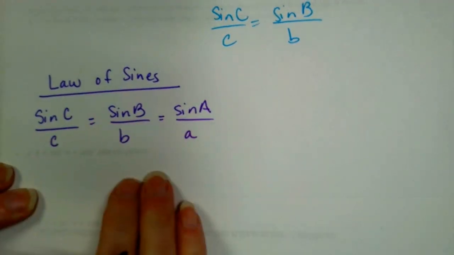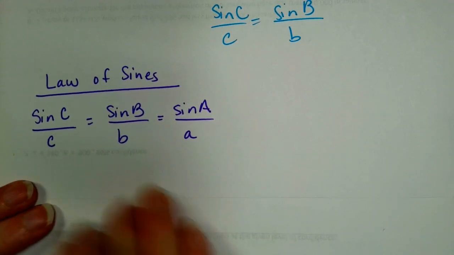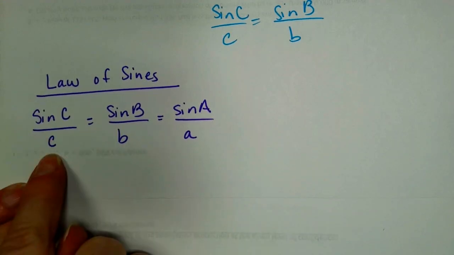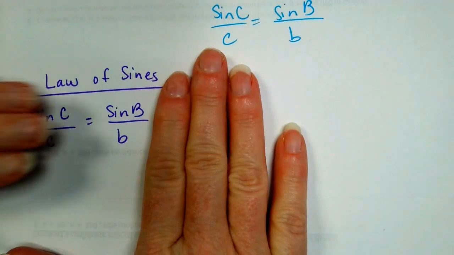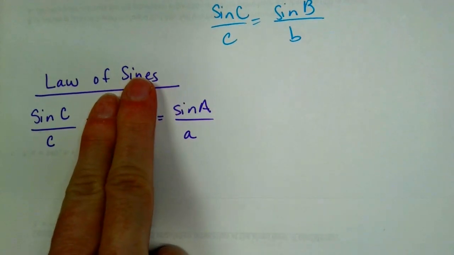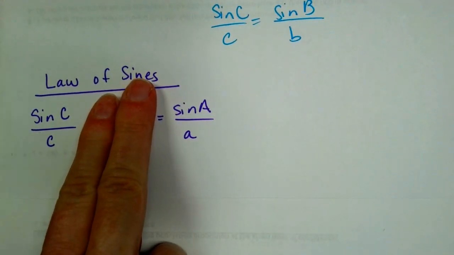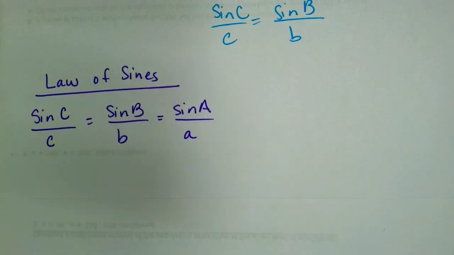Now, you're not going to ever use three at one time. These are just ratios that have been set in proportion to each other. So I'm going to use whichever ones benefit me. If I have side C and angle C and side B, then I'm going to use those. If I have A and B, I'm going to use those. If I have A and C, I'm going to use those two. So it's whatever two things that you have that benefit you and that you need.